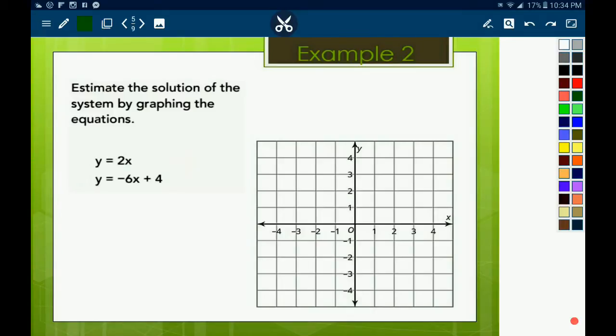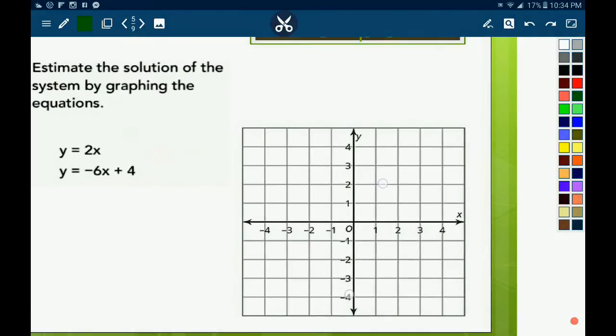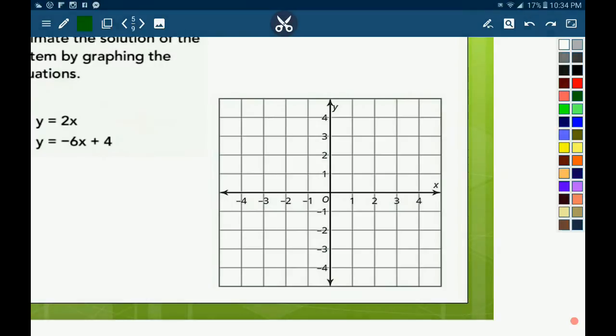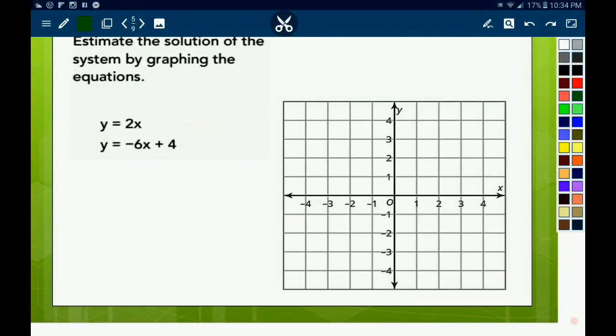So let's practice graphing, remembering that y equals mx plus b, where m is the slope and b is the y-intercept. So first, just in case we forgot, I'm going to label what the m and the b are for both of these. For the first equation, m is going to be 2 and b is going to be 0, because since I don't see a plus anything on the end, that means b is 0. And for the second one, I see that m is equal to -6 and that b is equal to 4.